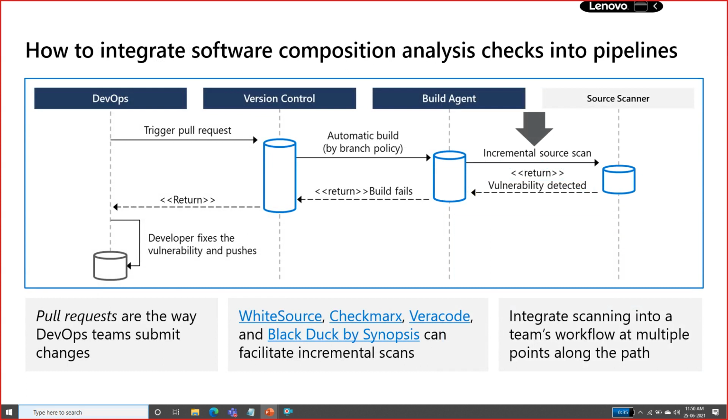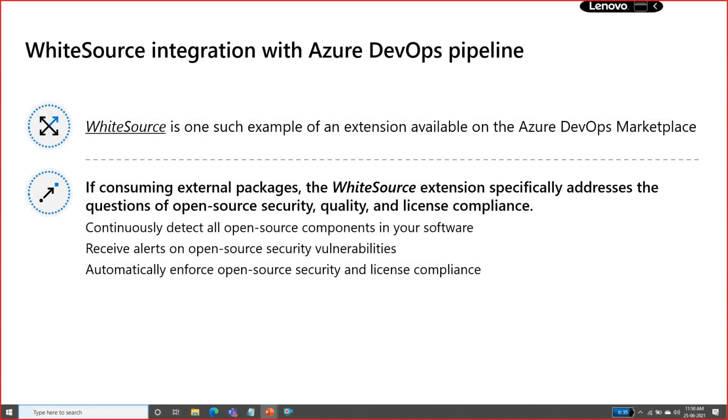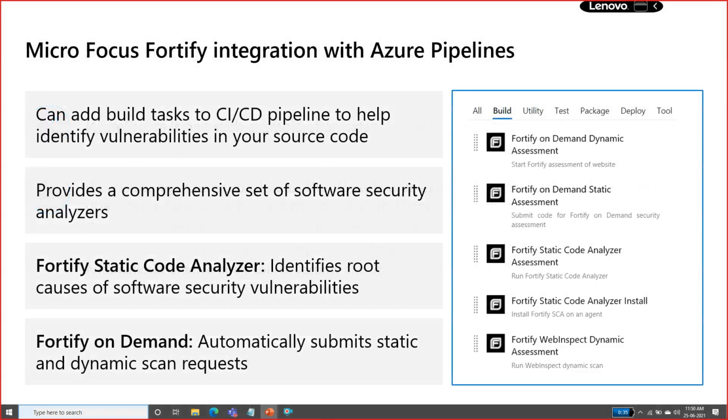WhiteSource Bolt, Micro Focus Fortify, Checkmarx, Veracode. So there are 4 tools which we talked about just now. Basically, being a DevOps engineer or architect, if you are part of the DevOps team, you have to analyze these tools. Actually, your work will be analyzing these kinds of tools, which is the best fit to your project, to find out the vulnerability.